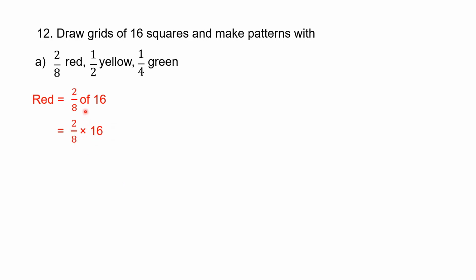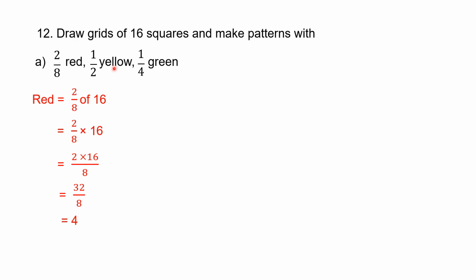In mathematics, of stands for multiplication. Now multiply the numerators. 2 into 16 divided by 8. 2 16s are 32 divided by 8. We know that 8 4s are 32, so it equals 4. So 4 are red in color.